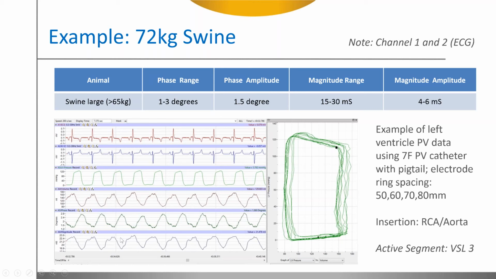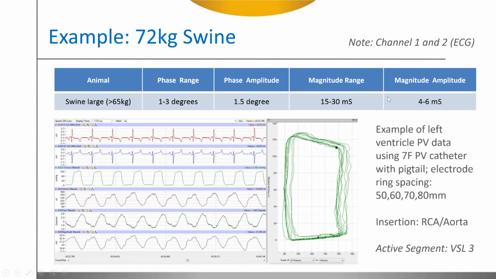While discussed many times, for example in the small animal webinar, the phase trace is the live information about the position of the PV catheter in the ventricle. A phase range between 1 and 3 degrees for a 65 plus kilo swine is a very good number. It's a very good position. It also indicates a swing of 1.5 degree phase amplitude. Magnitude, the overall conductance, for the size of the pig is good to be between 15 to 30 millisiemens with a swing of about 4 to 6 millisiemens.